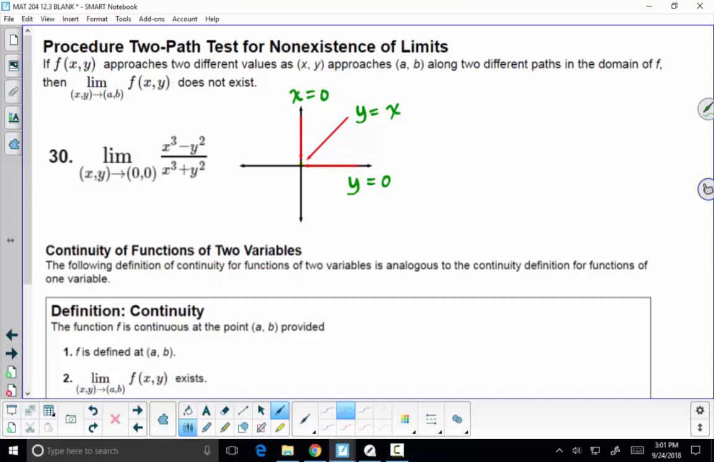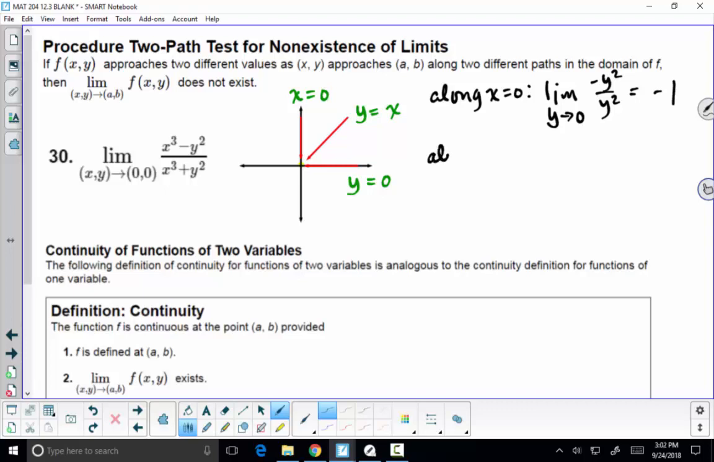If I want to look along the y-axis, I'm setting x to be 0. So we're going to be saying along x equals 0, so this is the y-axis. We're going to let x be 0. On the y-axis, x is always 0. So then this limit becomes a one variable limit, y going to 0. All the x's have gone away. So we get that. And what is that limit? Negative 1. Correct.